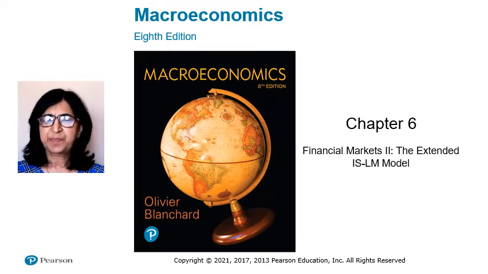Chapter 6 Financial Markets 2: The Extended IS-LM Model. This chapter extends the IS-LM model by introducing a richer financial system and uses it to explain what happened during the financial crisis. Until now, we assumed there were only two financial assets, money and bonds, and just one interest rate, the rate on bonds, determined by monetary policy.